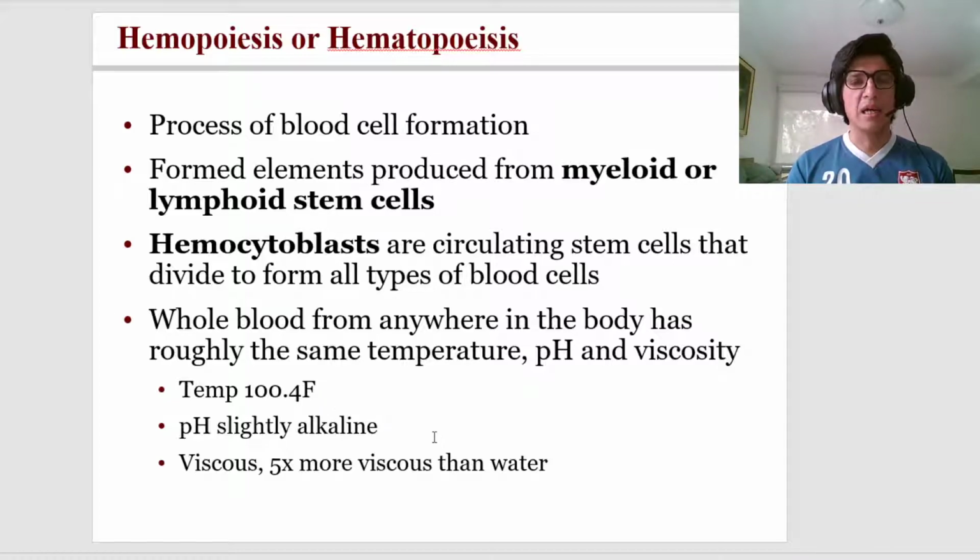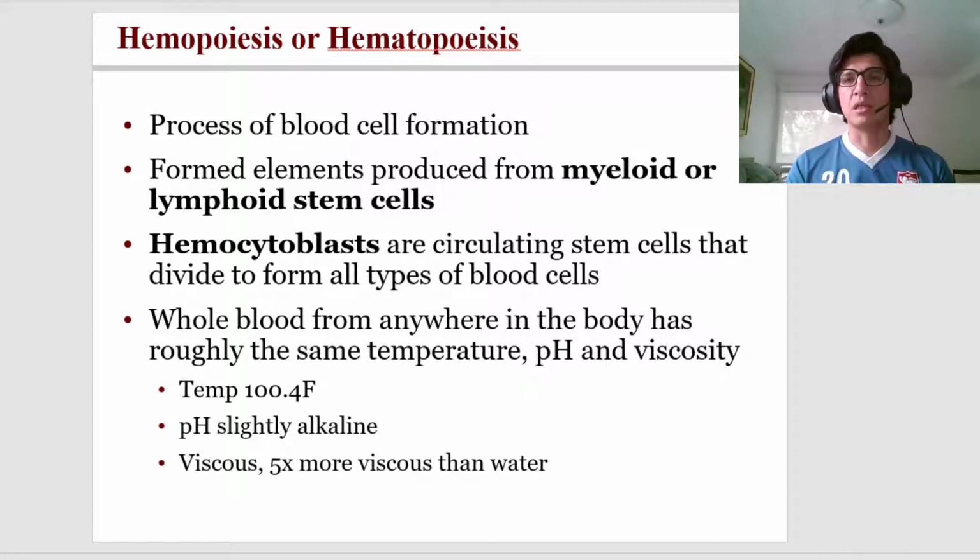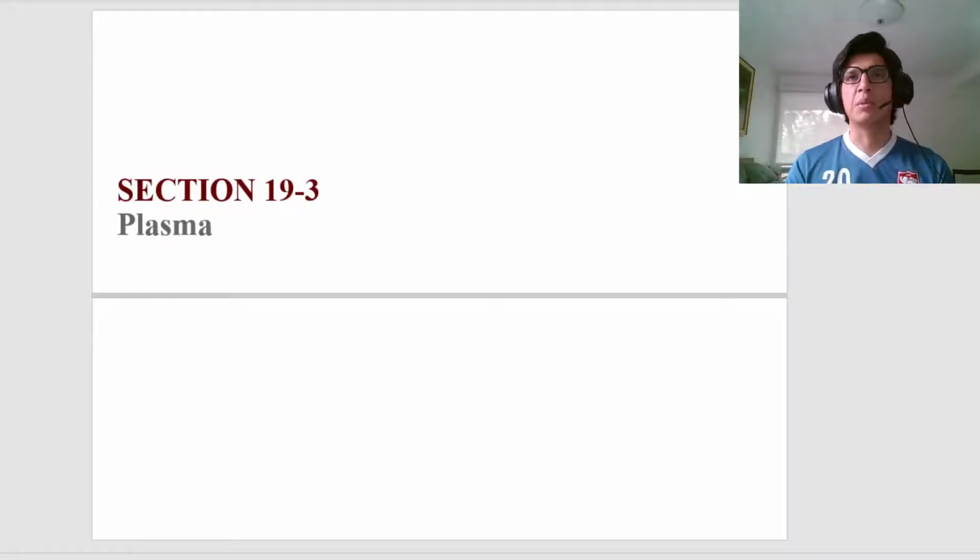It's slightly alkaline, at a pH of 7.3, and it's 5.5 times more viscous than water. That's due to the plasma proteins that we alluded to earlier. Those plasma proteins remain within the blood. There's a lot of exchange between blood and the interstitial space that surrounds cells.